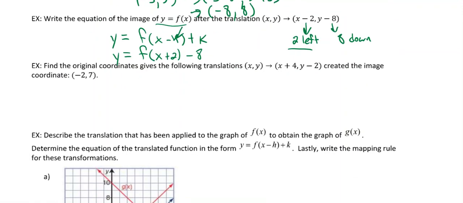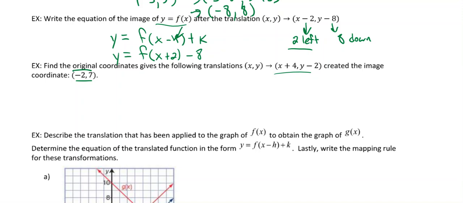Okay, now these going-backwards ones. It says find the original coordinates that give the following translations, so it created the image coordinate -2, 7, right? So now we're just going totally backwards. We've got the point -2, 7. It was found by using this mapping notation, and it's asking what your original values of x and y were for that point. Okay, so let's write out our mapping notation.